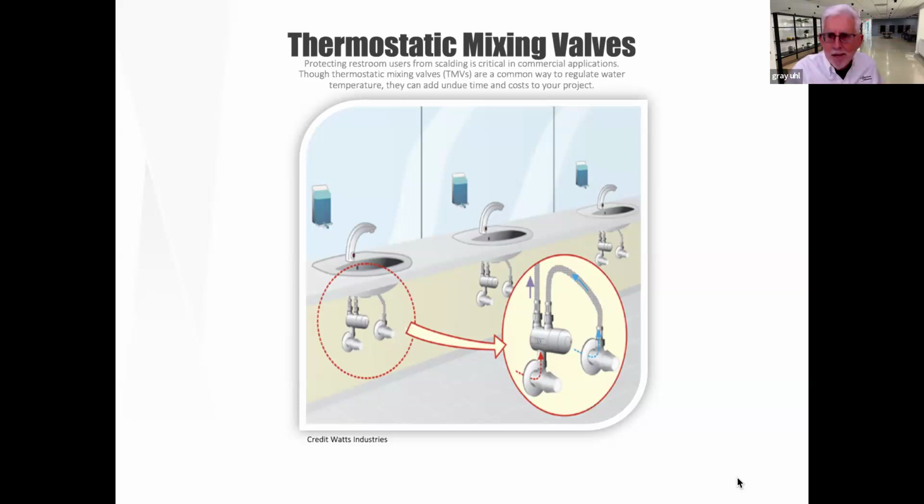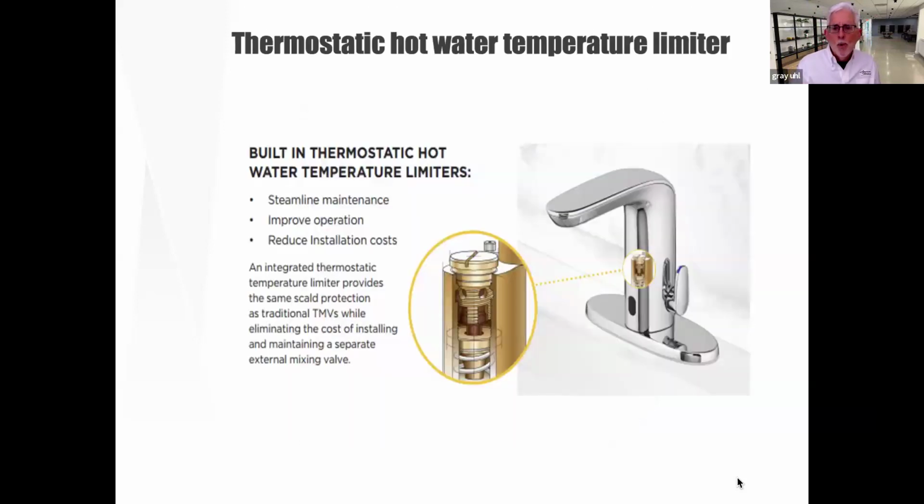So there is a simpler way to do it, and that's what we're going to talk about today. So what's happening? Plumbing engineers can now streamline the restroom design by putting in a faucet that has a built-in thermostatic hot water temperature limiter already inside the faucet. And when the temperature limiter is incorporated directly into the faucet spout, the need for a separate under-counter thermostatic or mixing valve unit is eliminated.